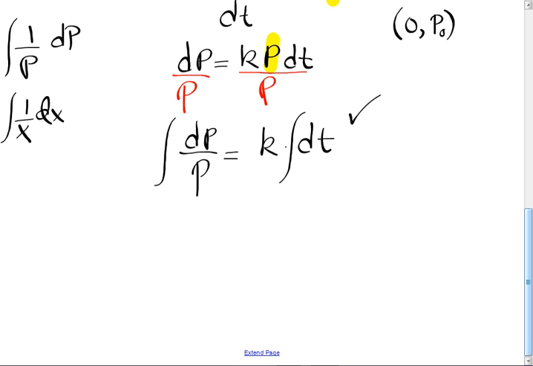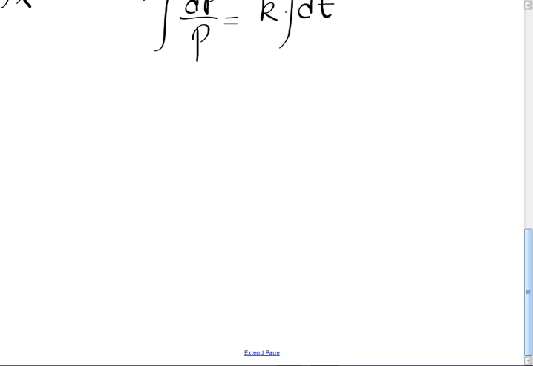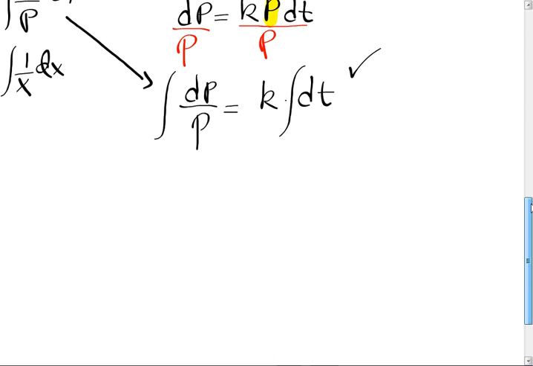What is that going to give me? Alex, what's that going to give me? This gives me the natural log of absolute value of x. This gives me the natural log of absolute value of P. Do you see that these are the same? I don't want that to bother you. If it's bothering you, tell me. You just have to rewrite it a little bit with a little bit of arithmetic.